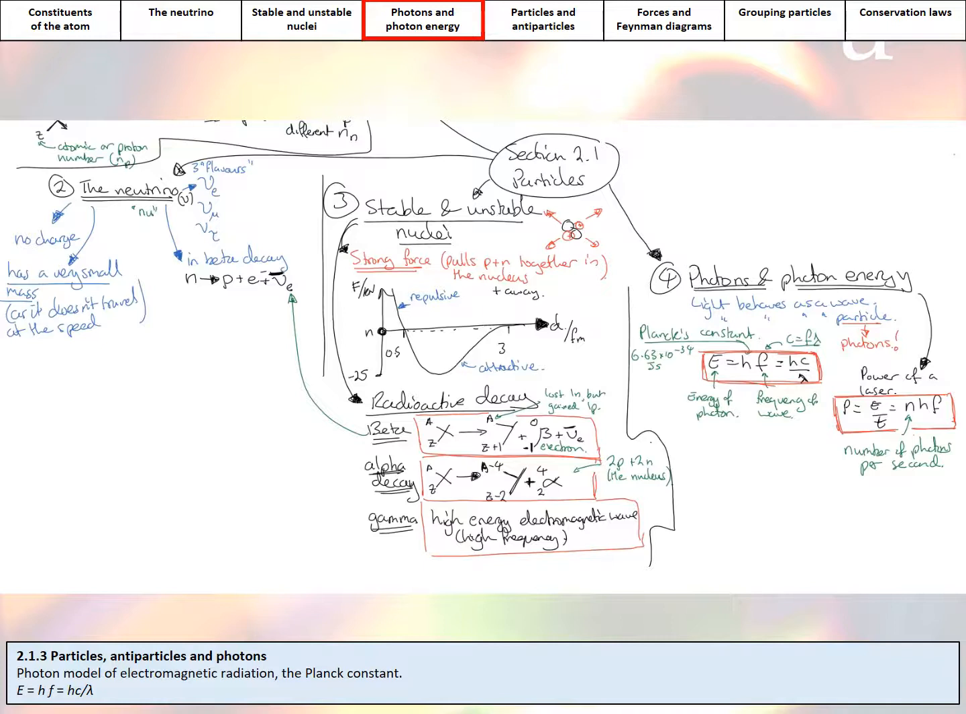If you have a photon, let's say, with 10 electron volts worth of energy, and if your laser is emitting 100 photons every second, the total energy per second is going to be 100 lots of 10, or 1,000 electron volts every second. And that's what that formula is saying.